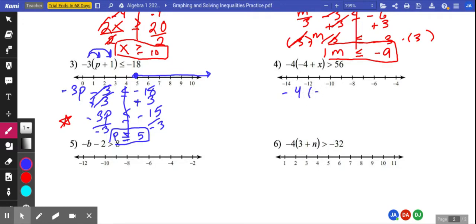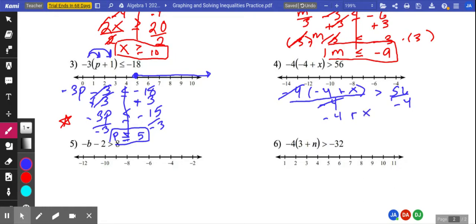So we have -4 times (-4 plus x) is greater than 56. Since the entire left-hand side of this inequality is being multiplied by -4, we can divide the entire thing by -4. And by doing this, we no longer have to distribute because we're canceling out those -4s. So what we're left with is what was in the parentheses, so -4 plus x.